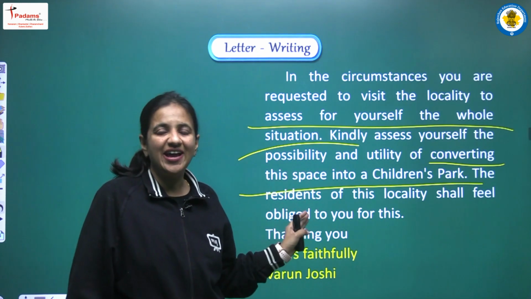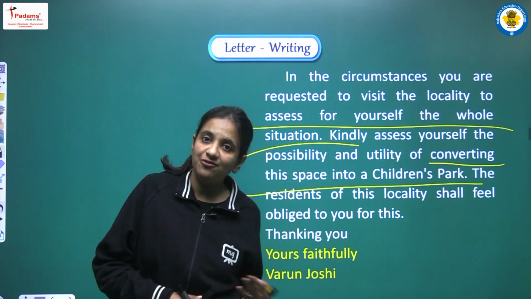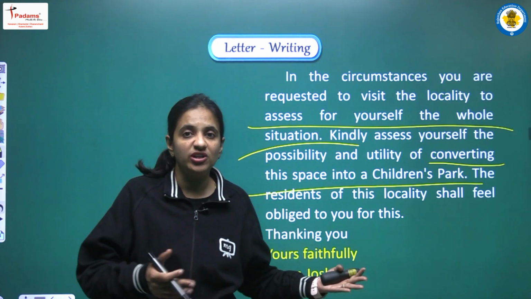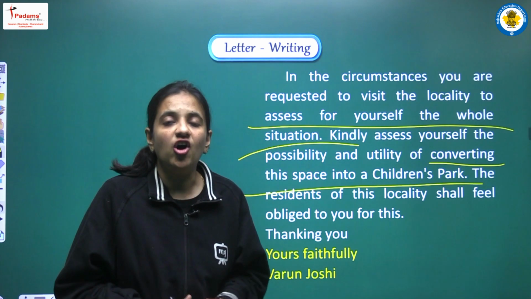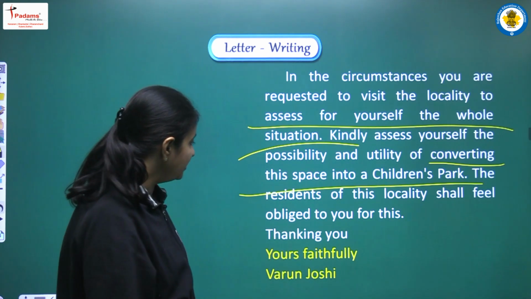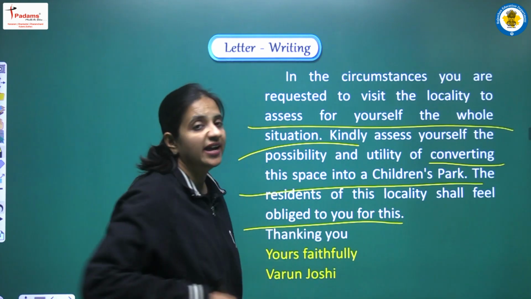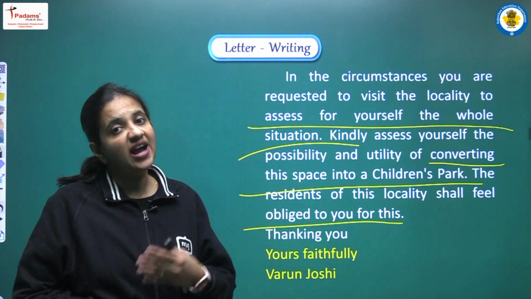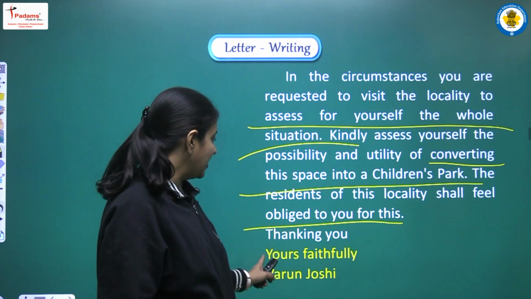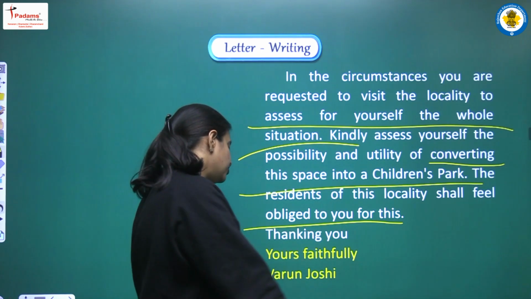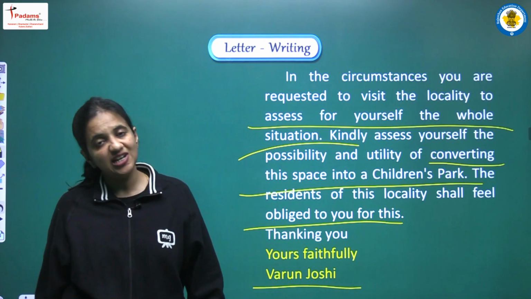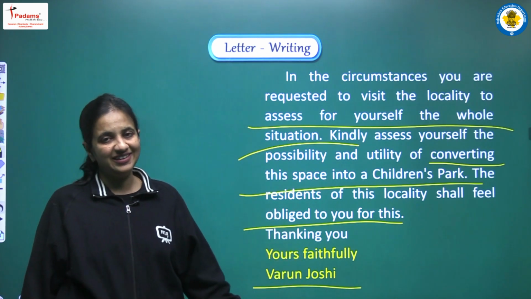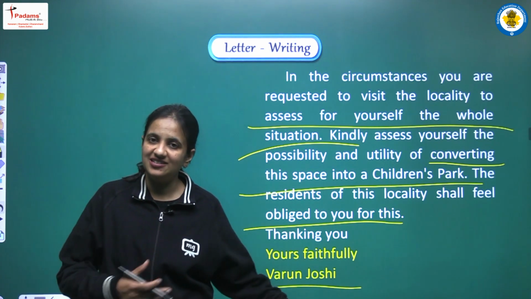"The residents of this locality shall feel obliged to you for this." Finally we are writing that if your act will be helpful, and you convert that space into a children's park, then definitely all the residents of this locality will be very much obliged and grateful to you for your kind action. Now we are writing "Thanking you, yours faithfully." The name was given in the question, so we use the same name, Varun Joshi. Clear? In this manner we can write such letters.